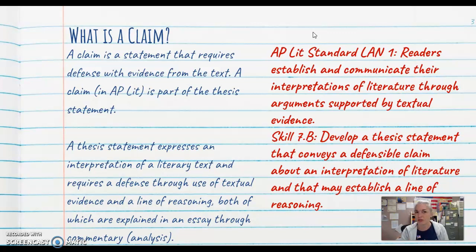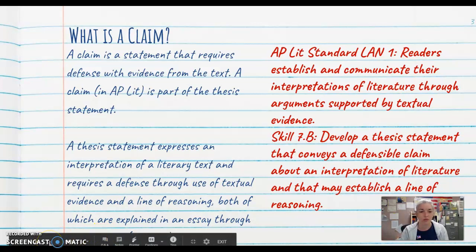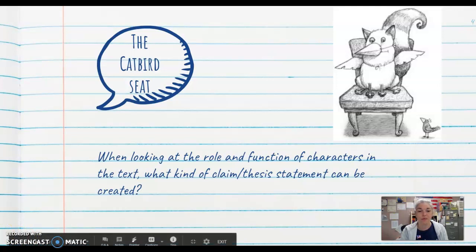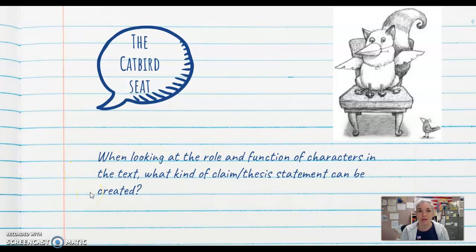A lot of this language also shows up on the rubric for the AP exam, and a rubric that I use for our writing. All right, so the catbird seat. When looking at the role and function of characters in the text, what kind of claim or thesis statement can be created? When we begin considering writing a claim or thesis statement, typically the most obvious place to go is to the protagonist or antagonist, right?